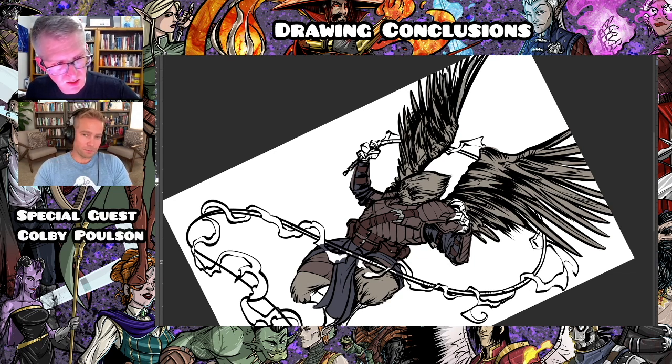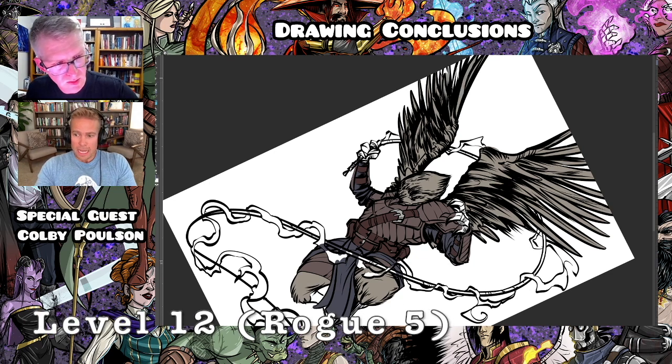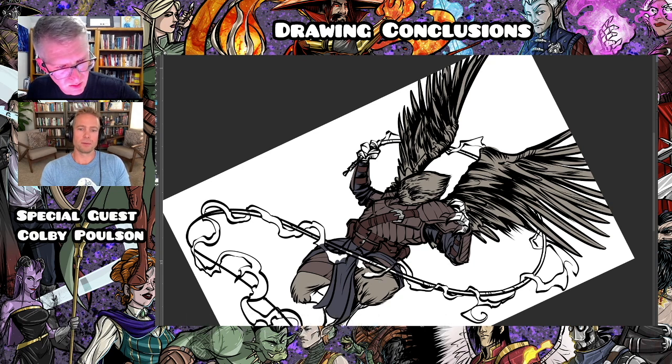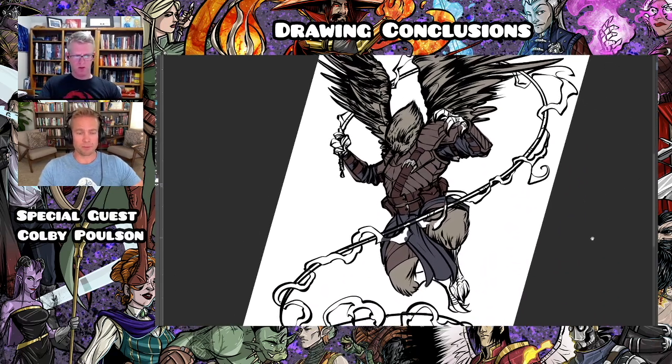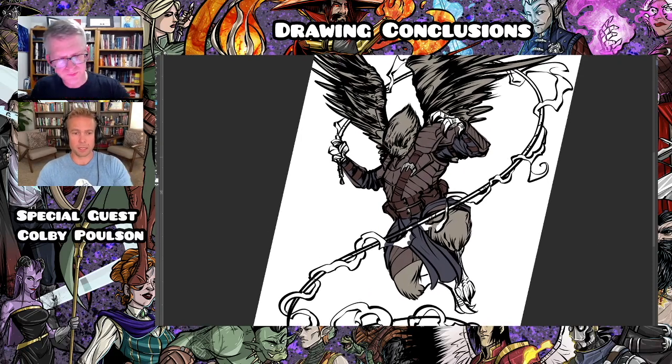At level 12, we are a Rogue 5. And I think that, with that 5th level Whispers Bard under our belt, it's just time to go back to Rogue, get our sneak attack damage higher, as well as other great rogue features that we've been delaying. So I think that's the best path for us going forward for the rest of the build, really.